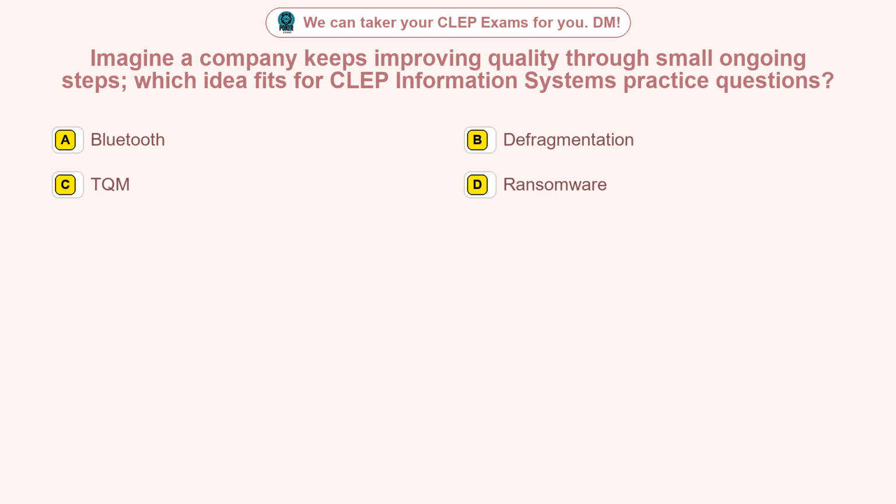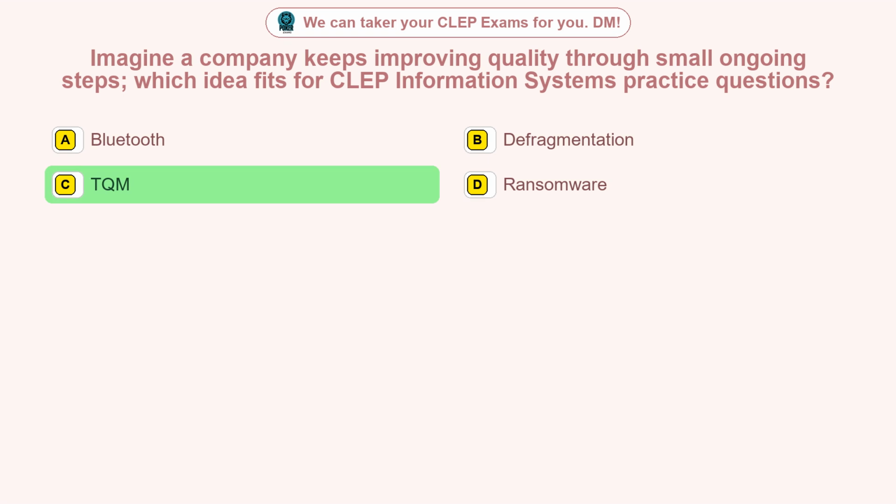Question 18. Imagine a company keeps improving quality through small ongoing steps. Which idea fits for CLEP Information Systems practice questions? Option A. Bluetooth. Option B. Defragmentation. Option C. TQM. Option D. Ransomware. The correct answer is option C.